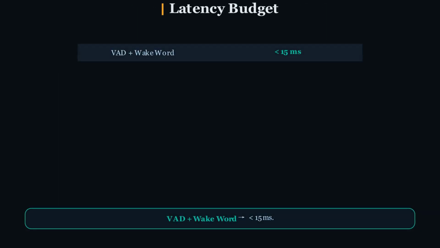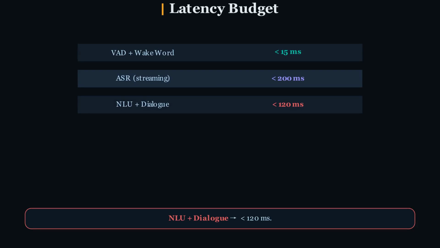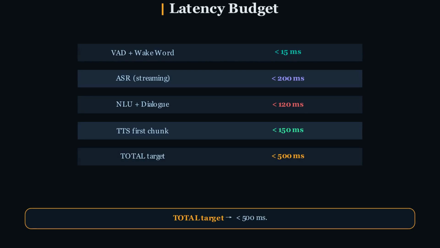VAD plus wake word, less than 15 milliseconds. ASR, streaming, less than 200 milliseconds. NLU plus dialogue, less than 120 milliseconds. TTS first chunk, less than 150 milliseconds. Total target, less than 500 milliseconds. The total round trip, from the user stopping speaking to the first audio response, must stay under 500 milliseconds. Streaming ASR and chunked TTS are essential to hit this.